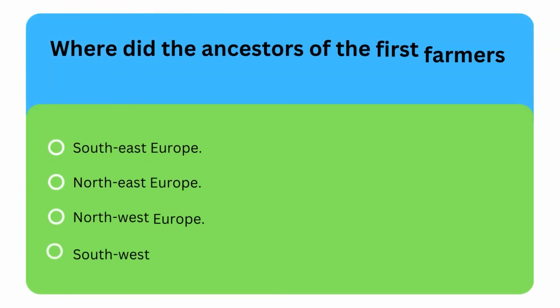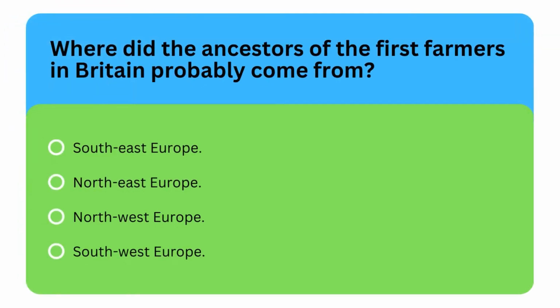Next question is, where did the ancestors of the first farmers in Britain probably come from? Options are Southeast Europe, Northeast Europe, Northwest Europe, or Southwest Europe. So the correct option is first option, Southeast Europe.